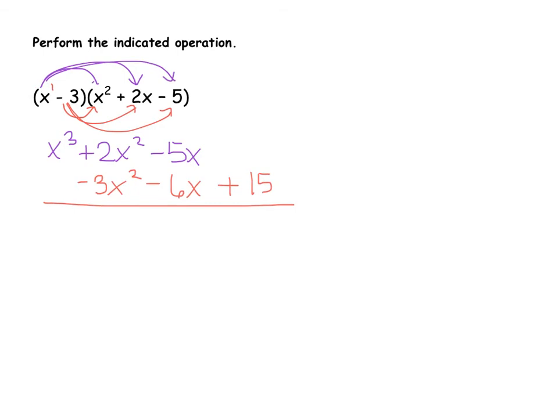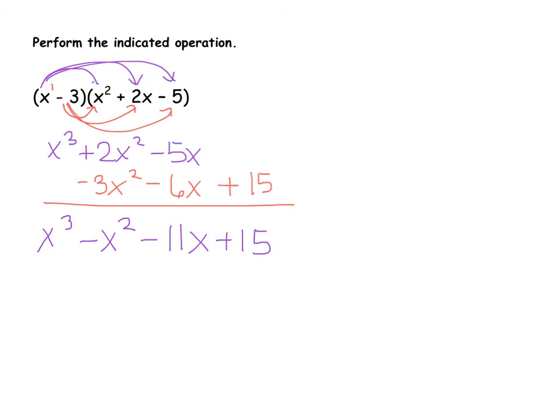And then, same as in adding and subtracting, now my like terms are in columns for easy combining. So x to the third minus x squared minus 11x plus 15.